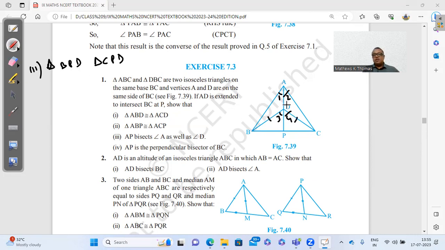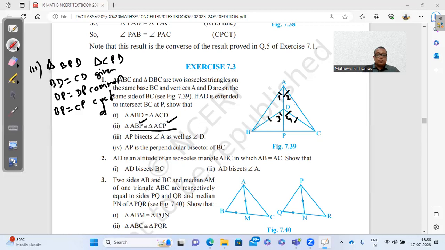So BD and CD are equal. BD equal to CD given. Okay. DP and DP are common. DP equal to DP common. And in the second part, we had proved that ABP and ACP are congruent. So BP and CP are corresponding parts of these congruent triangles. So BP equal to CP. This is CPCT of 2.